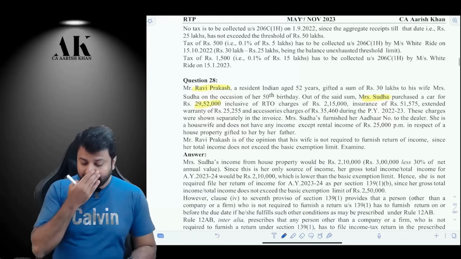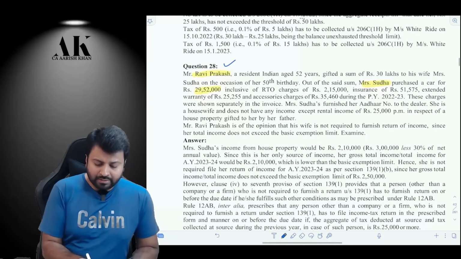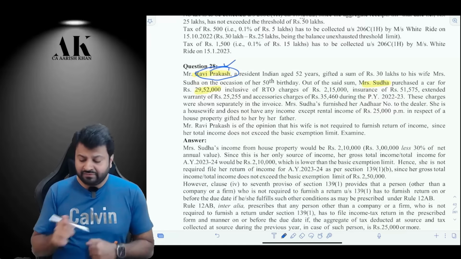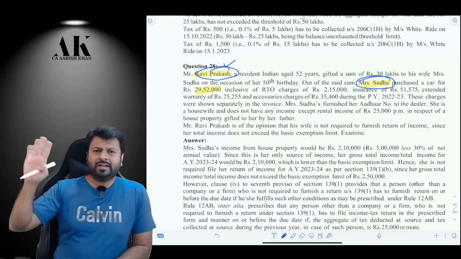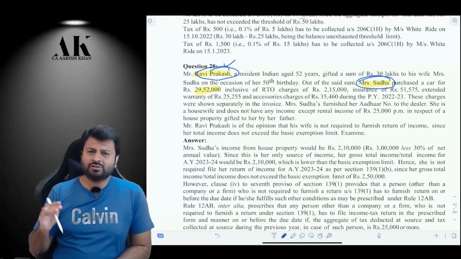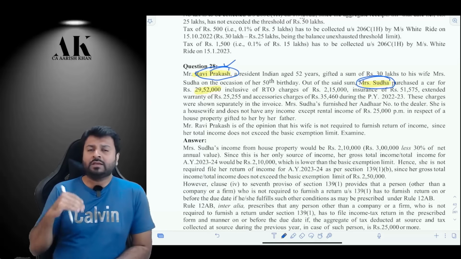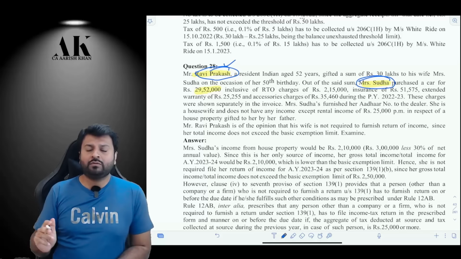Okay. Now, the next question is also a very good question. Question number 28. Mr. Ravi Prakash is a person whose wife, Mrs. Sudha. Mrs. Sudha does not have any great income. Her income is less than 2,50,000 rupees if you compute the total income of Mrs. Sudha. So, Mrs. Sudha is saying that I am not liable for what? Filing the return.